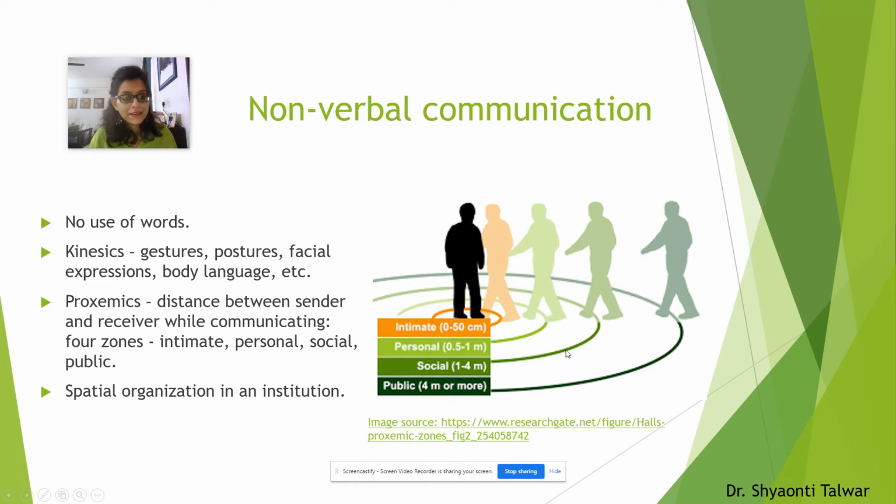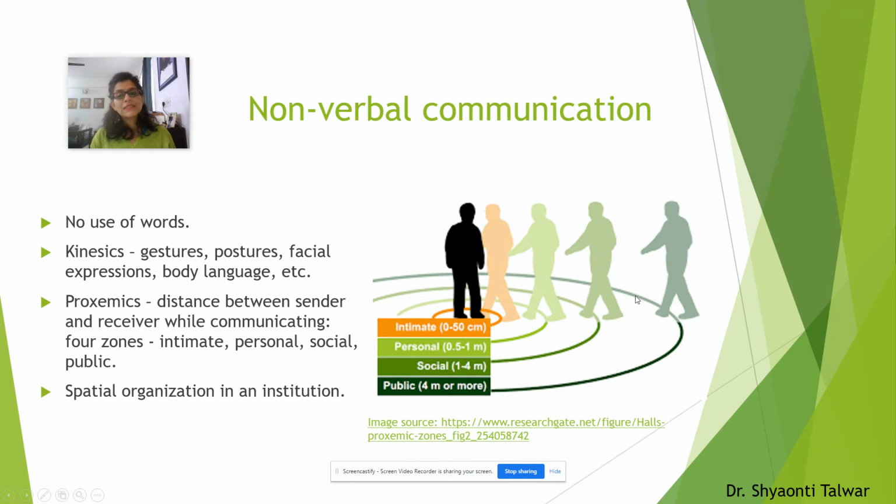Now, it must be very clear to you from this image that there are four zones or four circles in proxemics. So, the widest circle, the outermost circle, is called the public circle or the public zone, which is 4 meters or more. So when you're not acquainted with people, or you're addressing a public gathering, or maybe you are a teacher addressing a class of students, or you're making a presentation, this is the circle which you are looking at.